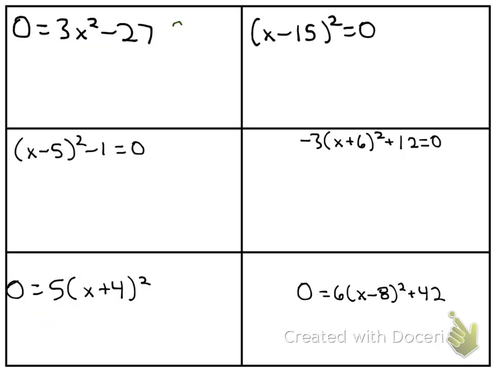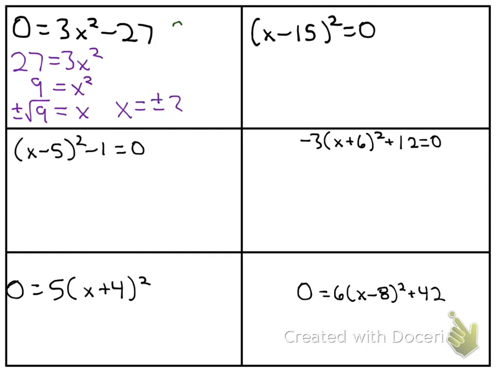Let's solve some more. So 0 equals 3x squared minus 27. I add 27 to both sides. Then divide by 3 and get 9 equals x squared. By taking the square root of both sides, I get x equals plus or minus the square root of 9, which gives us plus or minus 3 as our solutions.